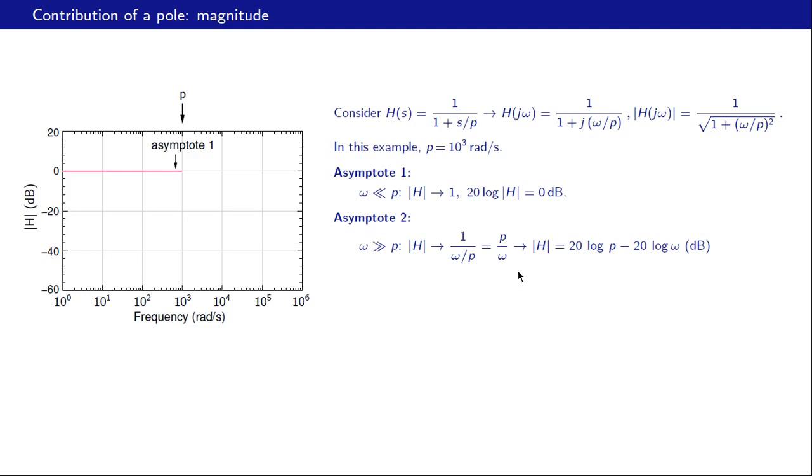Furthermore, if omega is equal to p, then this term and this term are equal, they cancel each other, and h is 0 dB. So for omega equal to p, our h is going to be 0 dB. That is precisely this point here. So we are going to have a straight line passing through this point with a negative slope, and now let us see what that slope should be.